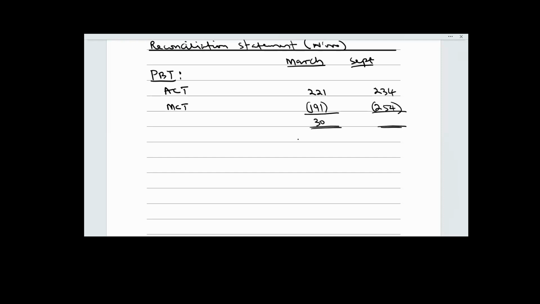Then this one is what? Minus 20. This represents the difference in profits, A. Then you now do stock valuation, the difference in stock valuation.